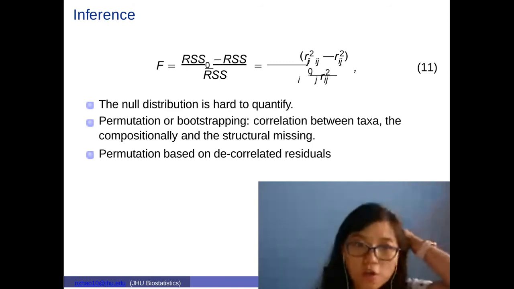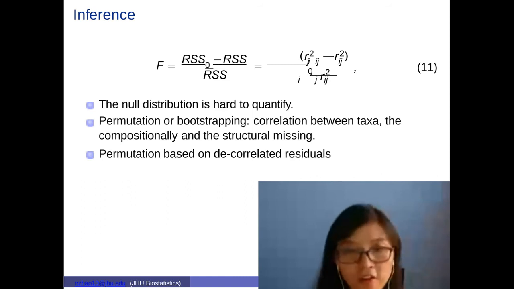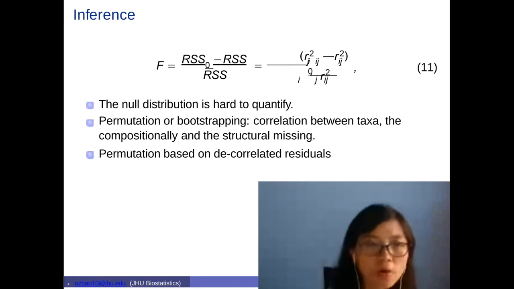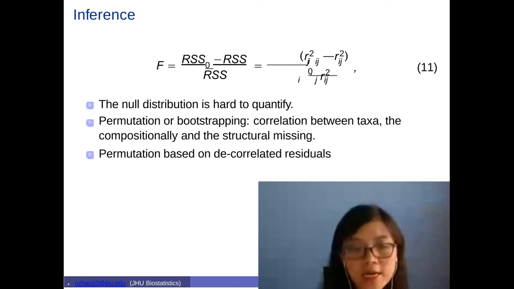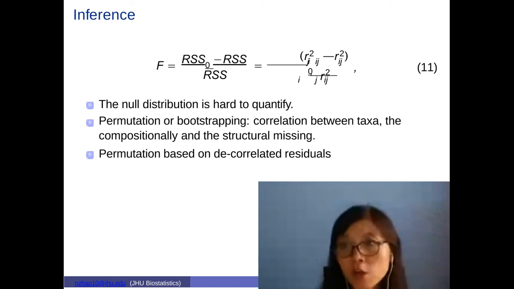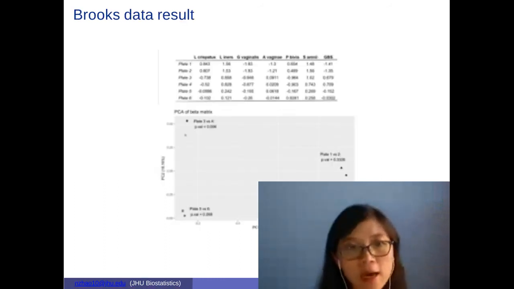The null distribution of this F statistic is hard to quantify because of all the missing data in our data. So we decided to do a permutation approach, and we use decorrelated residuals because our residuals are correlated, so naive permutation doesn't work very well. But these are technical details, which I'm not going into too much. I just want to say how the model fits the specific data.